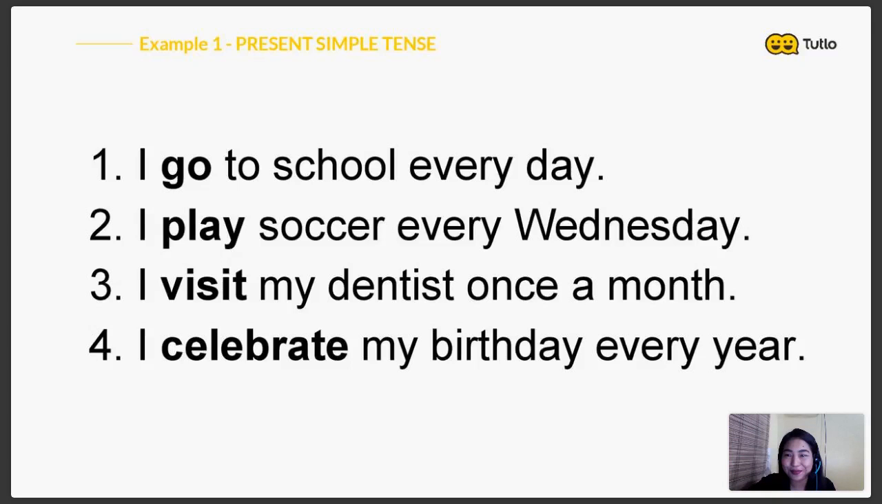I sleep every afternoon. I visit my mom once a week. I hope I can sleep every afternoon. I want to do that. I visit my mom once a week.